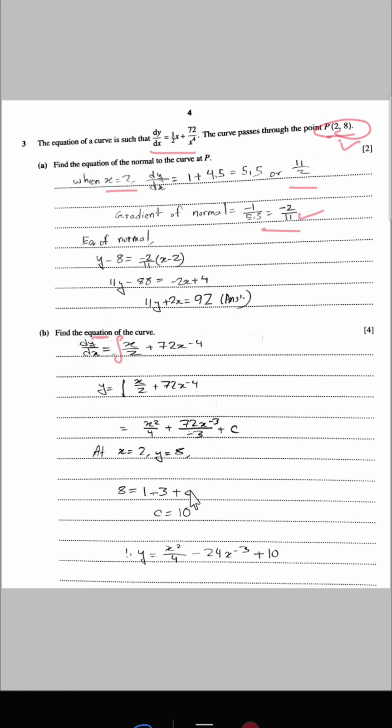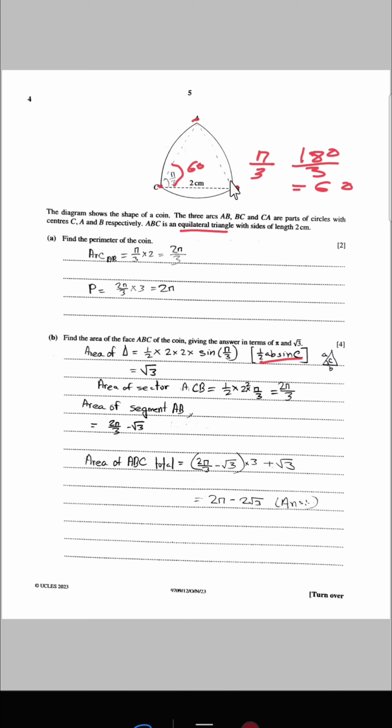Question number 4. The diagram shows the shape of a coin. There are 3 arcs AB, BC and CA of a circle where C, A and B are the centers, and triangle ABC is an equilateral triangle. Thus all the lengths of the sides are equal, that is 2, and all the angles are 60 degrees or pi by 3, where pi is 180, divided by 3, that is 60 degrees.